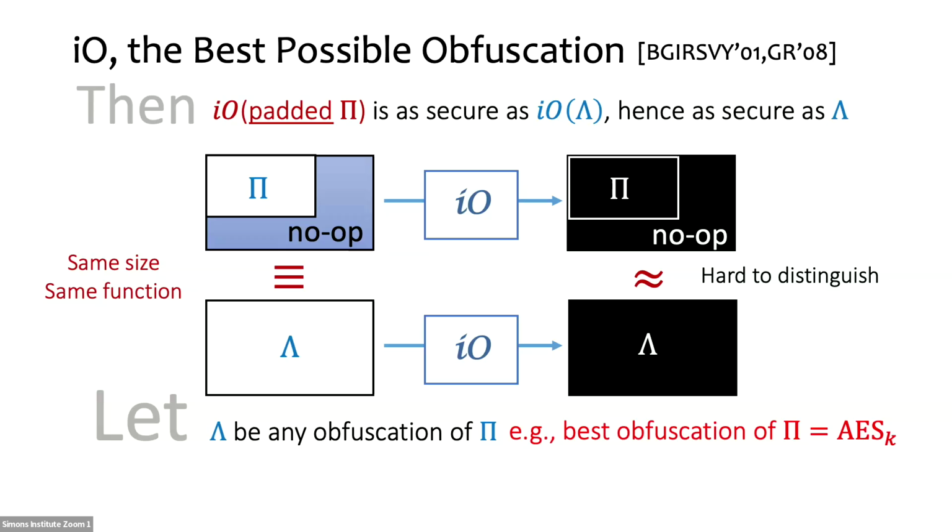And what this is telling us is IO is in some sense universal. If I use IO to obfuscate a program pi, it achieves security that matches the security of the best possible obfuscation of pi, without us even knowing what that best possible obfuscation is and what it is achieving. It just magically achieves the same.